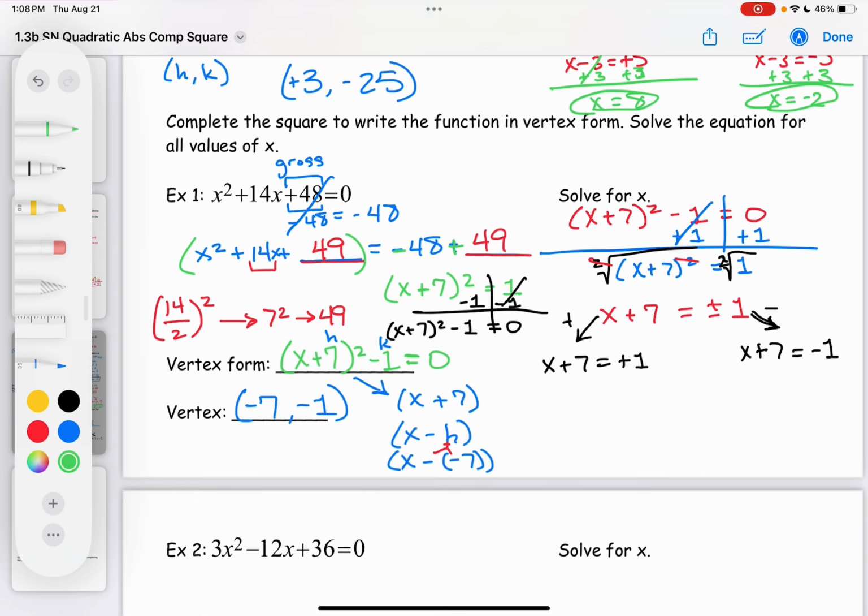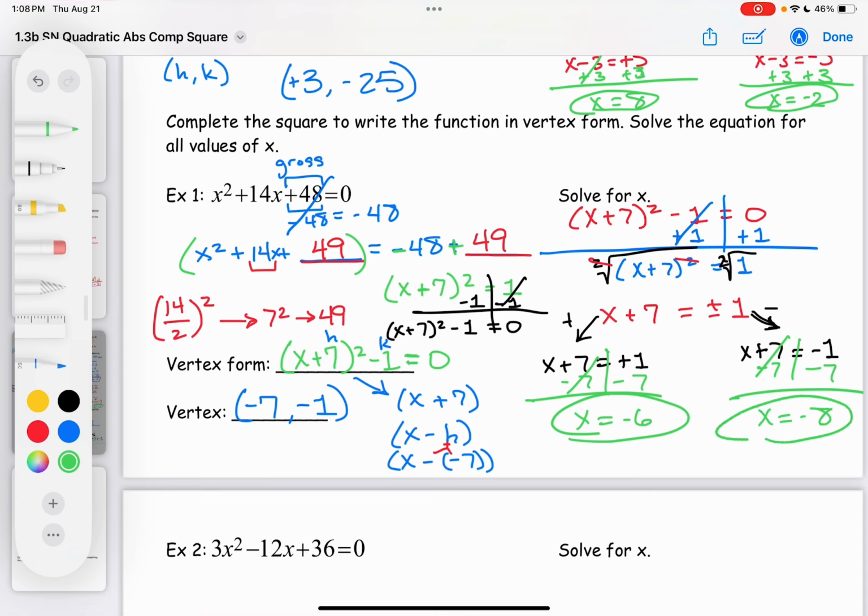And I'm going to solve both by subtracting 7. So on this left side, x equals negative 6. On the right side, x equals negative 8. So those are my two answers.